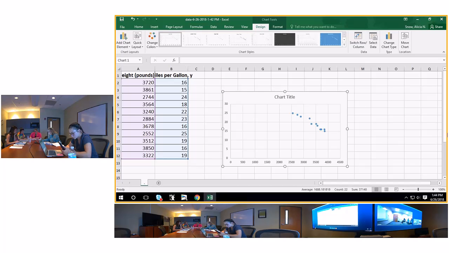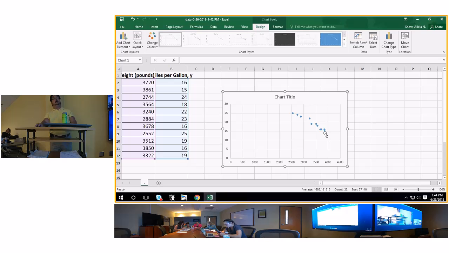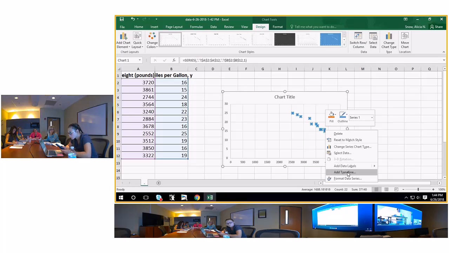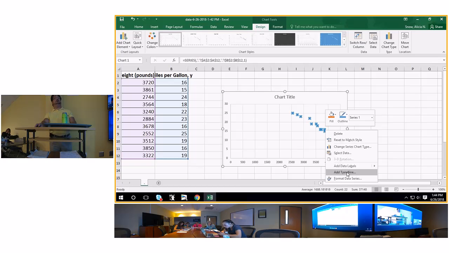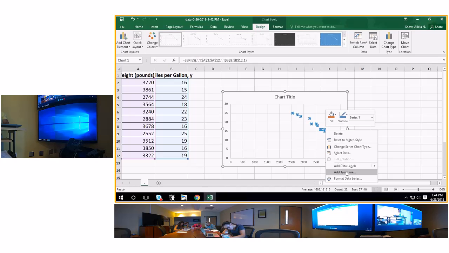Now, if you right click on one of those, add trend line. So write that down in your notes. Right click on one of the dots. If you do this in Excel, right click on one of the dots on the graph and go down to add trend line.